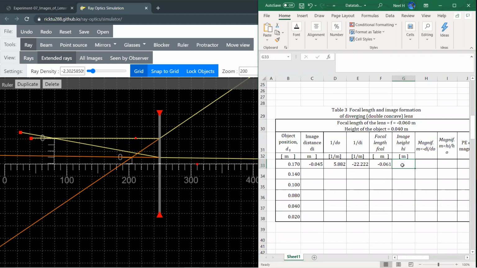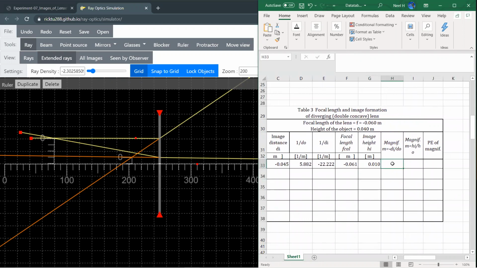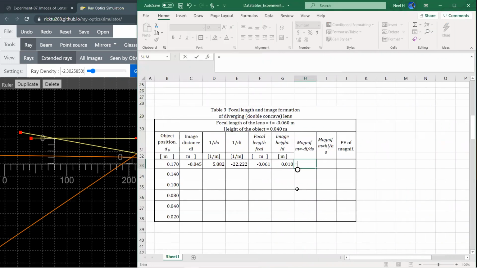Image height is now upright, positive, about 1 centimeter, 0.01. Let's do the magnification. Equal sign, minus di over d0.